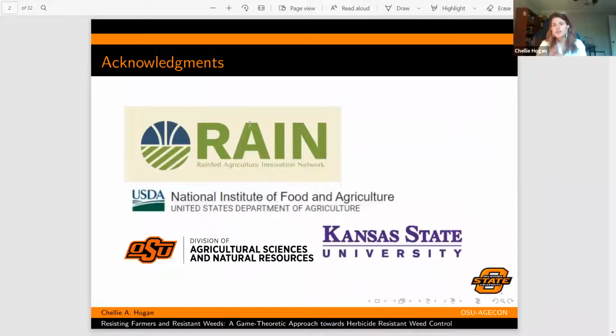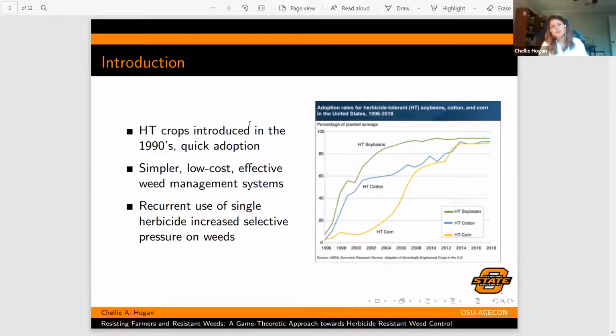So first, obviously acknowledge RAIN, NEFA, OSU, and K-State for being all involved in this collaborative research endeavor. So first, let's do an introduction on how we arrived at this issue of having to deal with resistant weeds in our agricultural systems.